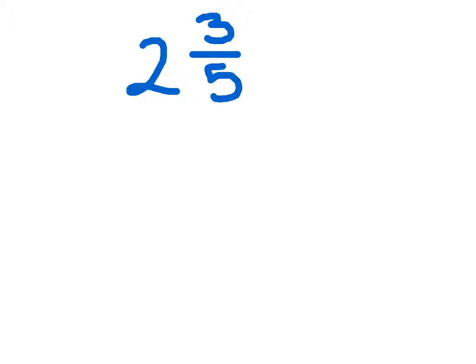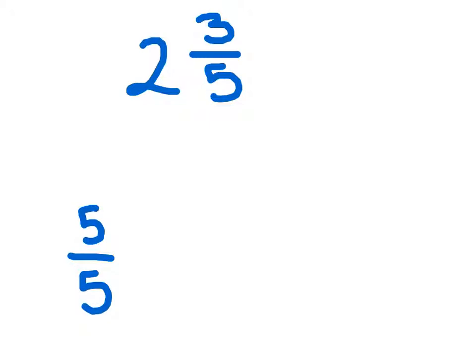So let's start with a mixed number. Any ideas? Let's use 2 and 3/5. Now I'm going to teach you the long way of doing it. The long way is I have the whole number of 2. So I know that 1 would be 5 over 5. I know that equals a whole.